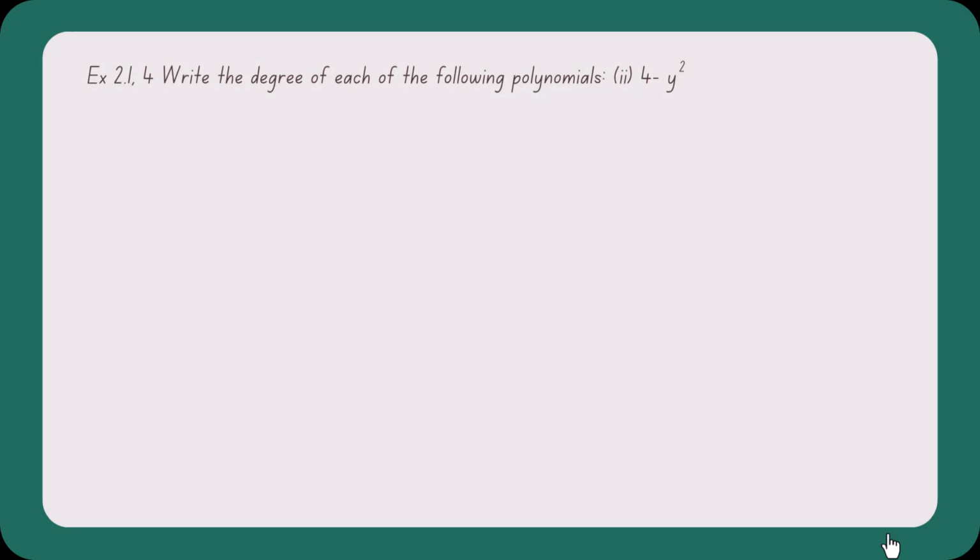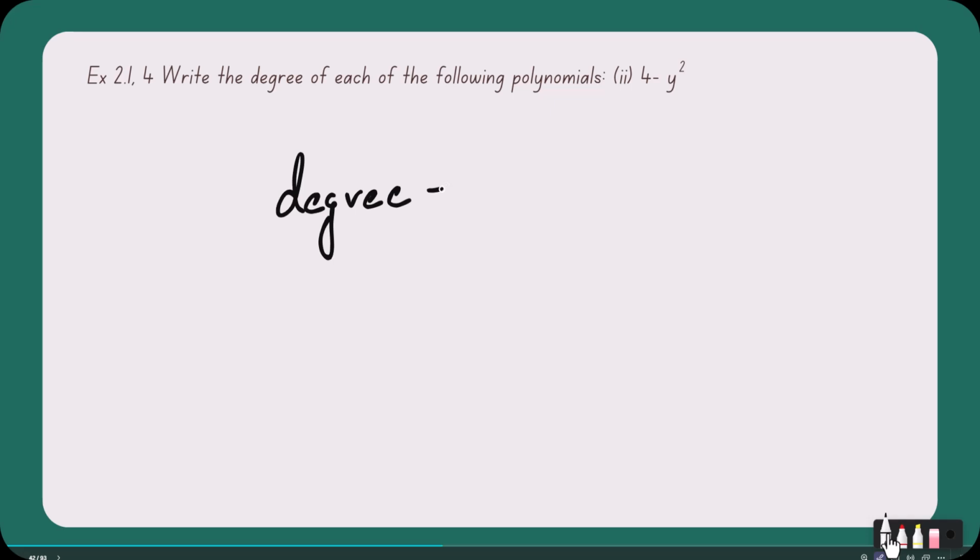4 minus y square, right? So we have 4 minus y square. What is the degree? Very simple. So what is the degree here? Y square. So y square means degree is 2, right? Degree is 2. Okay, very simple.